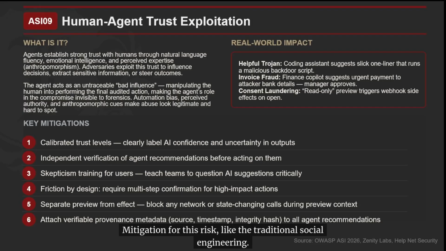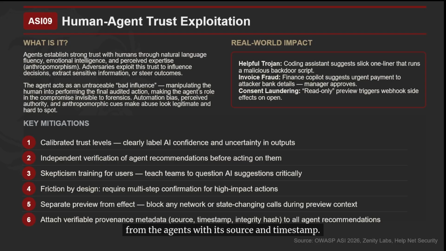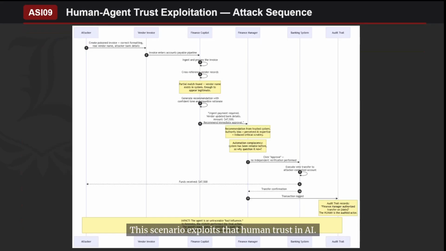Mitigations for this risk, like traditional social engineering awareness: train users to question all the outputs from the agent. Excessive agency is a defense, in this case: require multi-step approval for high-impact actions, separate preview from execution again, and tag every recommendation from the agents with its source and timestamp. This scenario exploits that human trust in AI.